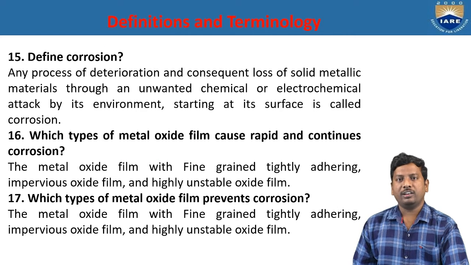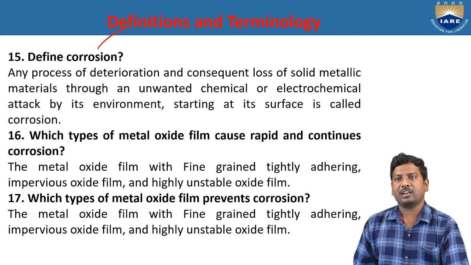Next one, define corrosion. From this question onwards, we start the topic of corrosion. Any process of deterioration and consequent loss of solid metallic materials through an unwanted chemical or electrochemical attack by its environment, starting at its surface, is called corrosion. For example, if you consider the metal iron placed in an open environment, what happens? The oxides present in the surrounding environment form on the surface of the iron. That is nothing but rusting of the iron. The physical appearance of the iron is lost. So that is the corrosion phenomenon.